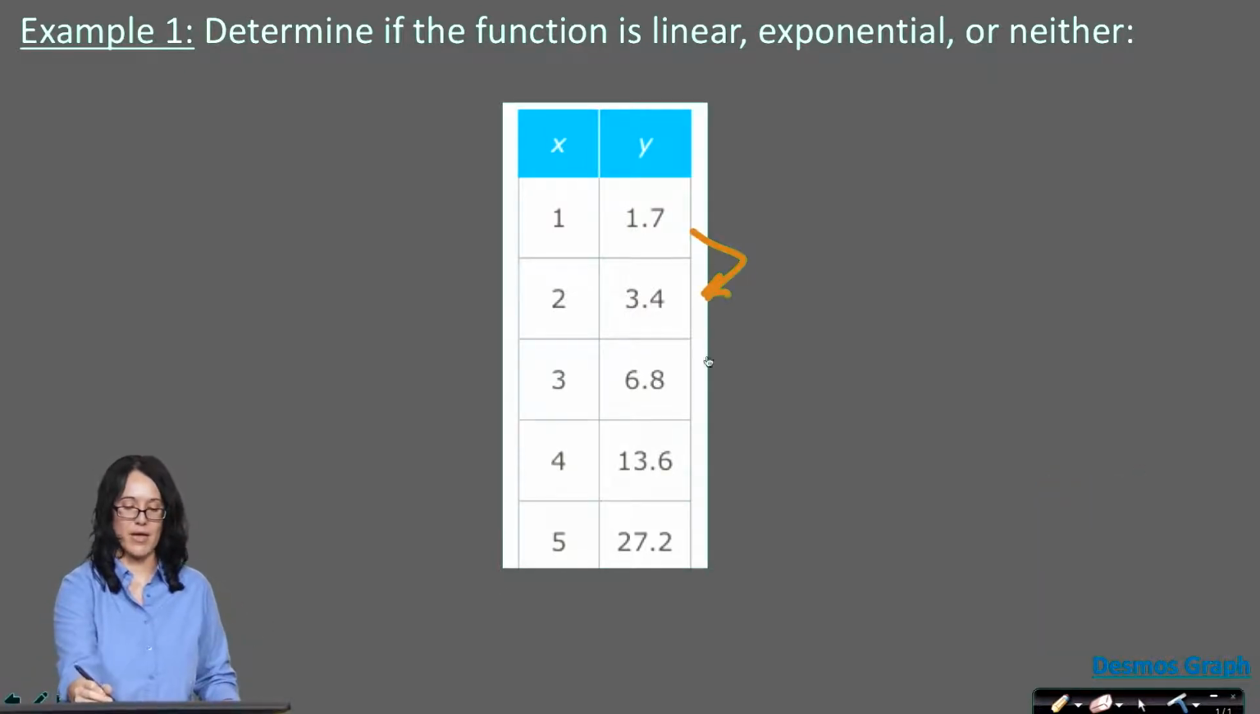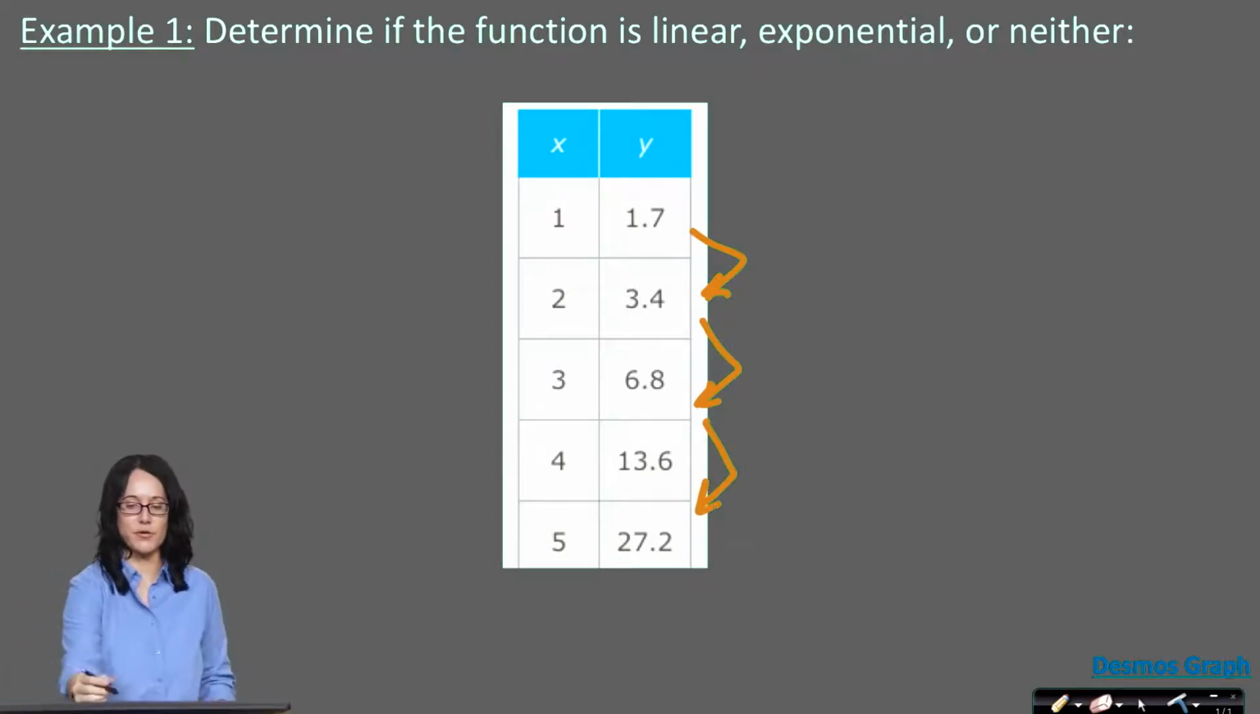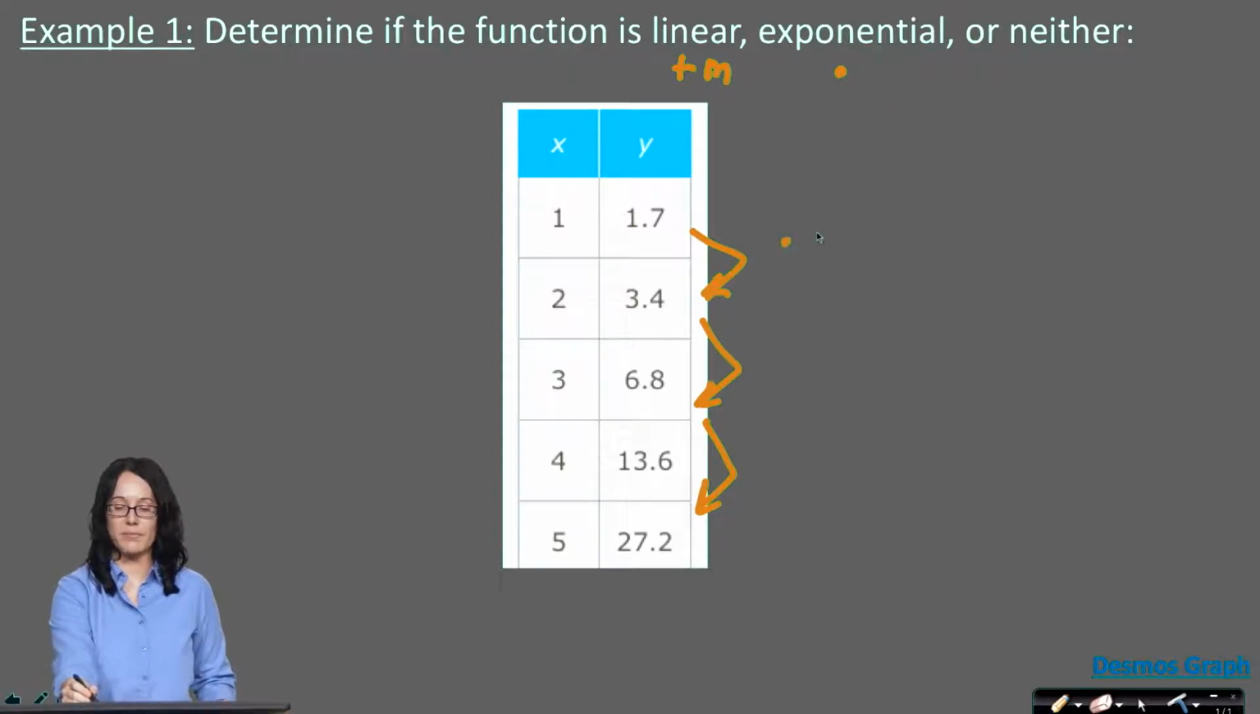How is it growing? Am I adding a constant number each time? Am I multiplying by a constant number each time? What's going on? So do I have a constant slope that I'm adding each time? Sorry, slope. Or am I multiplying by a fixed number? What's happening? That's right, I'm actually multiplying by 2 each time, aren't I? I'm doubling each time. If you multiply 1.7 by 2, you get 3.4. 3.4 by 2, you get 6.8. So I'm doubling each time.